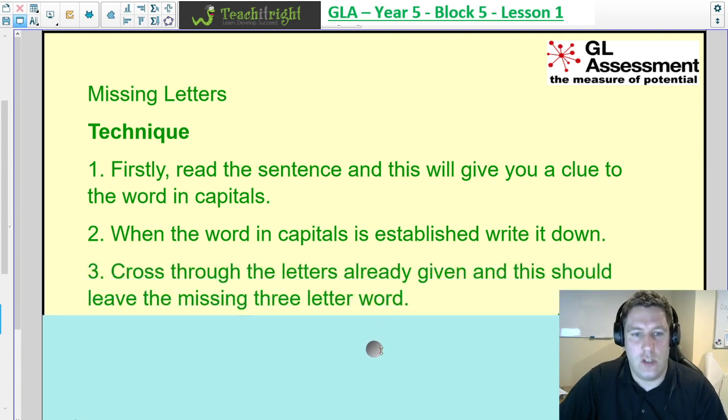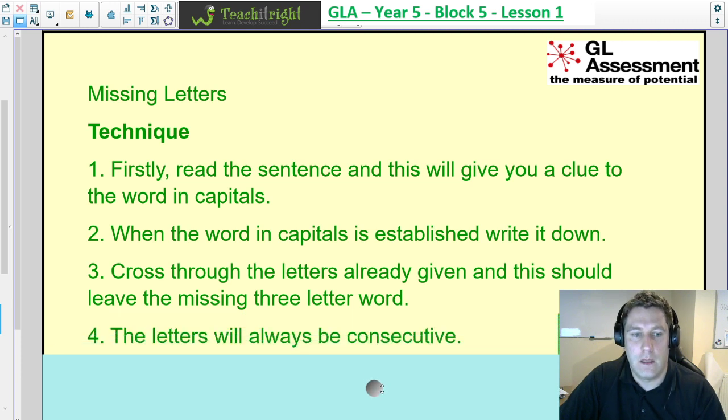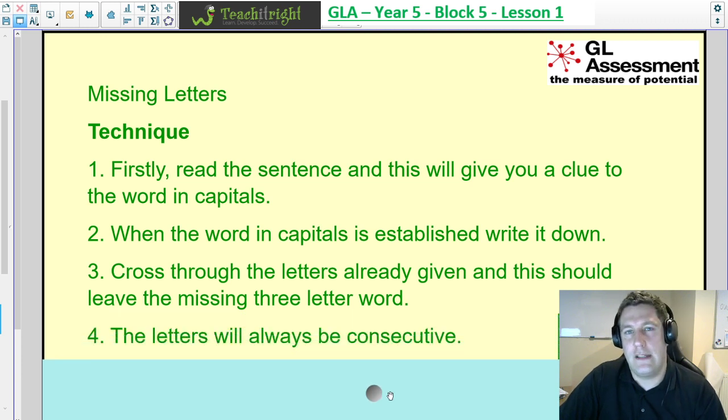Next thing that you'll need to do is once you've written the word out, cross through the letters already given, and this should leave the missing 3-letter word. The letters will always be consecutive. In other words, they'll be one after another. You won't take 2 letters from the beginning of the word and then 1 letter from the end. So they'll always be together.